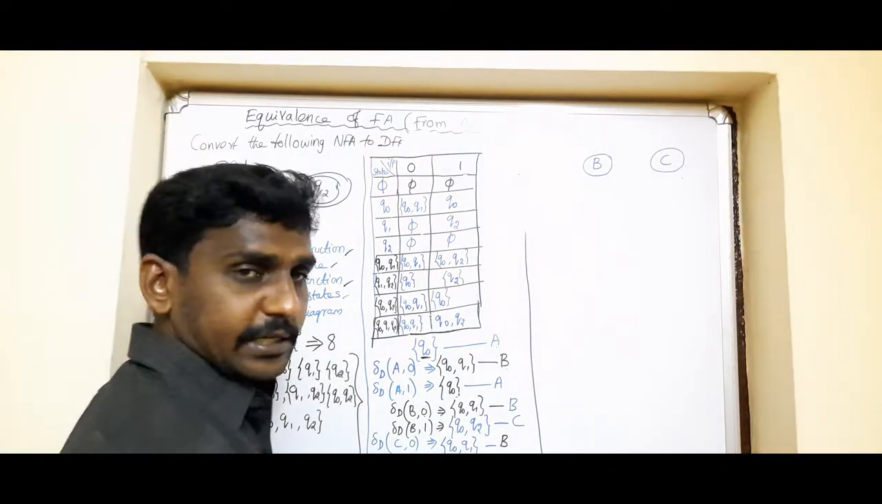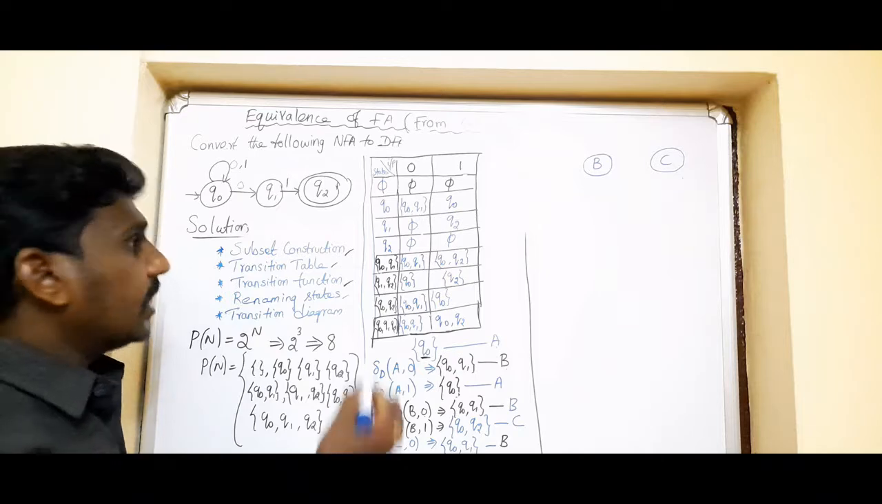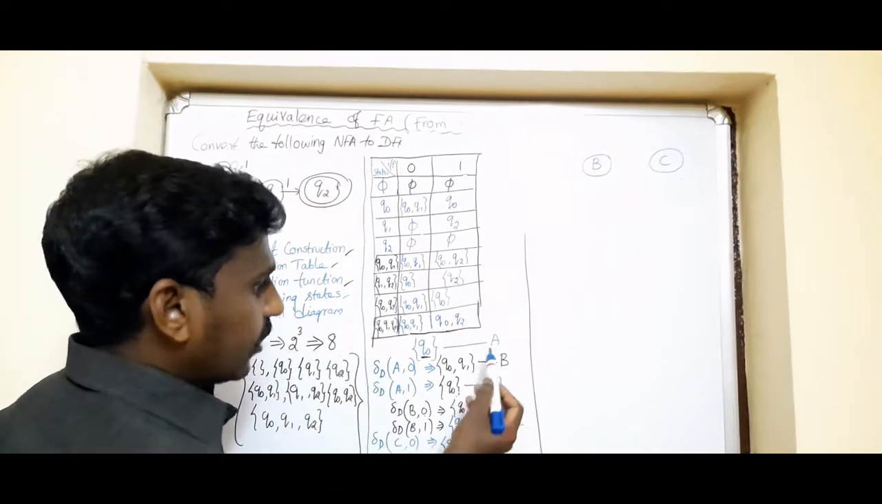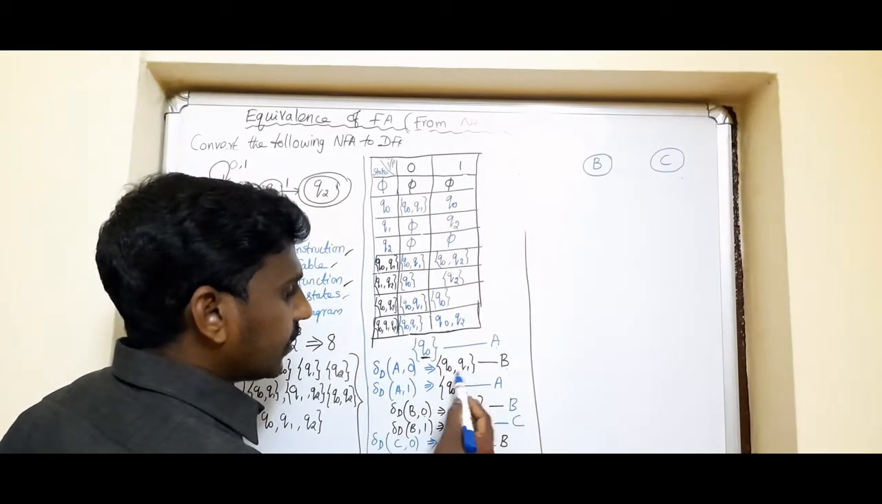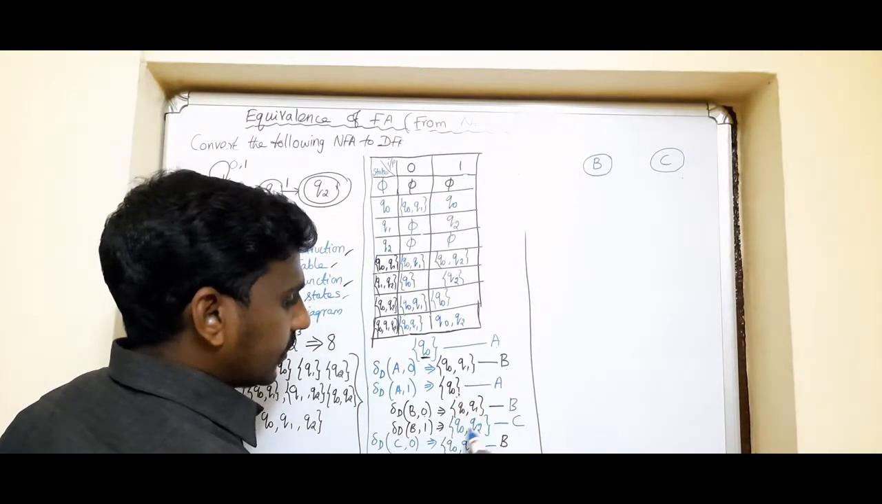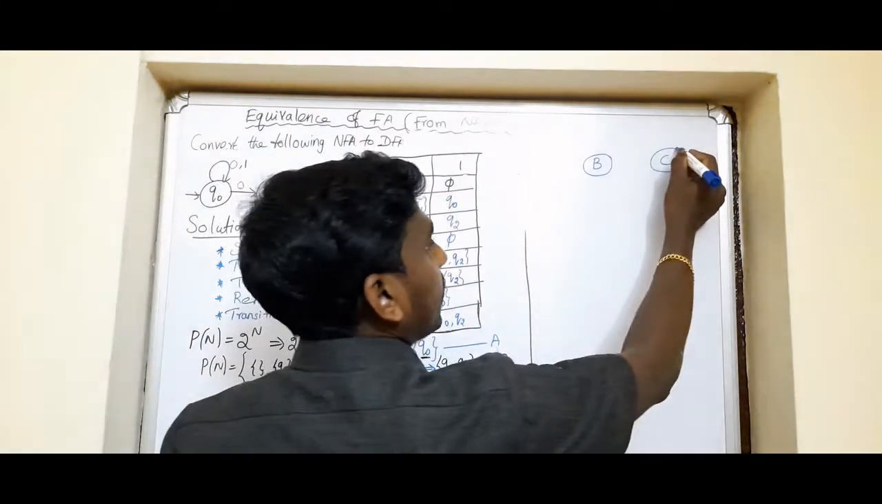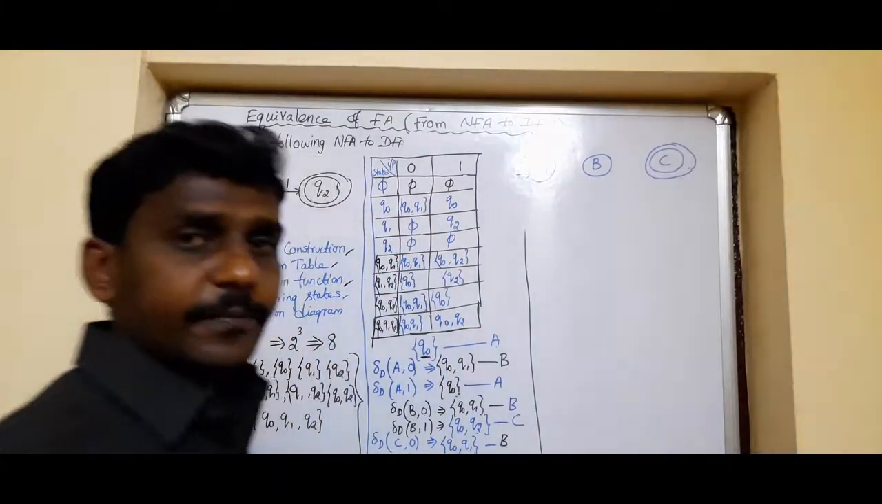Which one is the accepting state? In this problem, Q2 is the accepting state. Whenever Q2 comes, that is an accepting state. So I have to check whether Q2 is there in A. No. In B, whether Q2 is there? No. In C, Q2 is there, yes. So Q2, C is an accepting state. Can you understand? Yes. Okay.